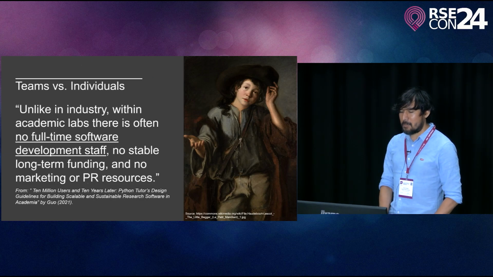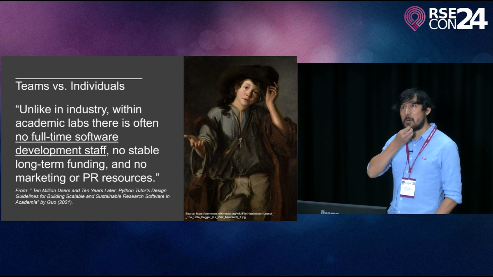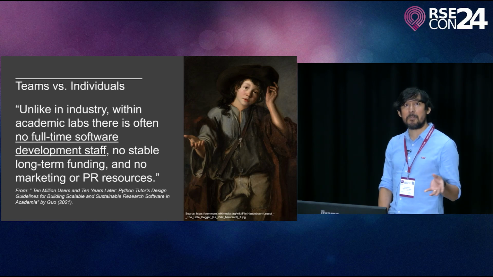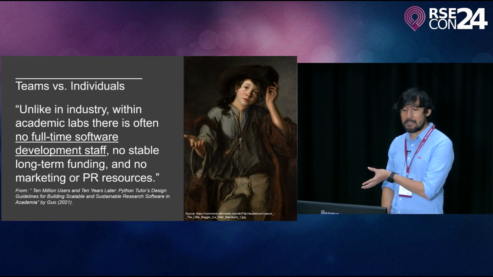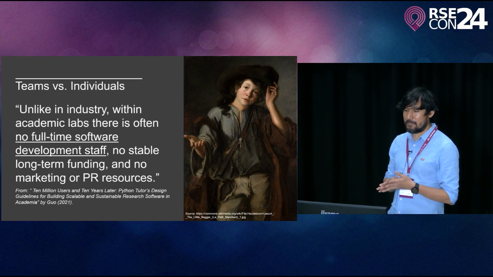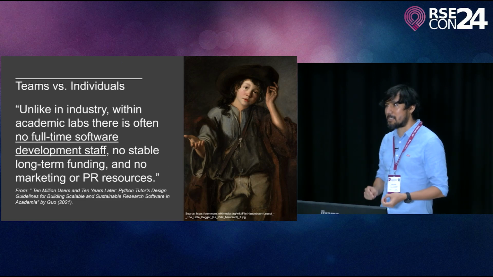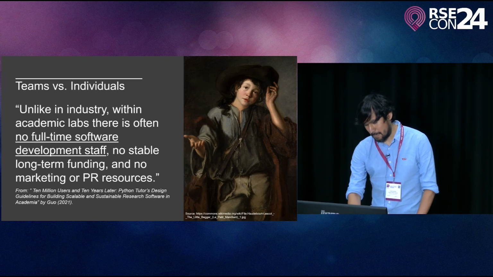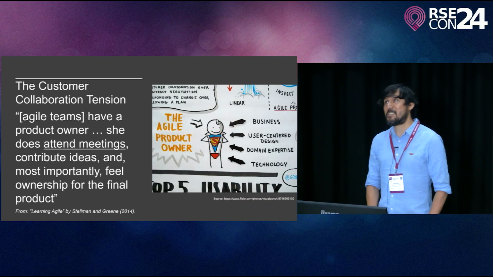I think this is a phenomenon that's all over academia. We're really, really lacking resources. What you're seeing here on the slide is a quotation from the author of Python Tutor, this great tool for teaching developers how to code in Python. And that's usually the case. In an academic project, we have no full-time software development staff. So given that we have so very few resources, pairing is not an option. So that's tension number 1.